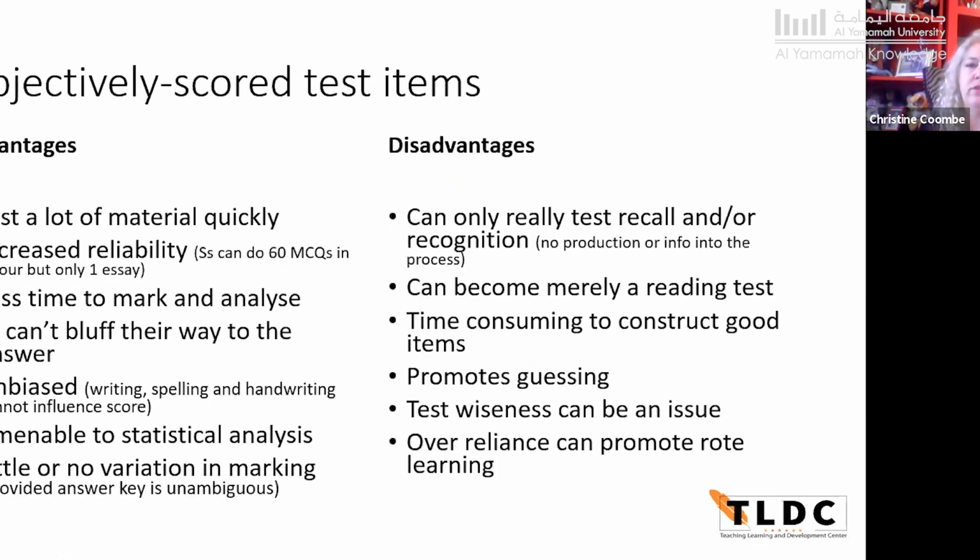Okay, so with objectively scored items, which is going to be the focus for the rest of our session today, there are advantages. You can test a lot of material quickly, increase reliability, less time to mark and analyze. Also, students can't bluff their way up through the answer. However, they do encourage guessing as well. You can also use statistical analyses with these types of items and get a lot of good information if you have that capacity. And there's little or perhaps no variation in marking because people work off a key.